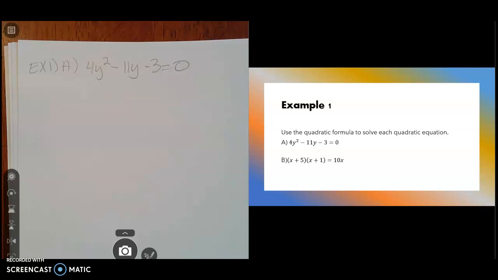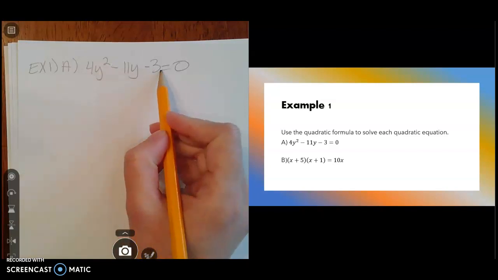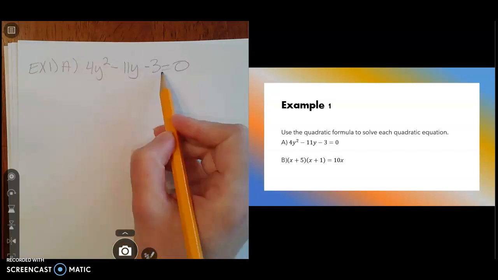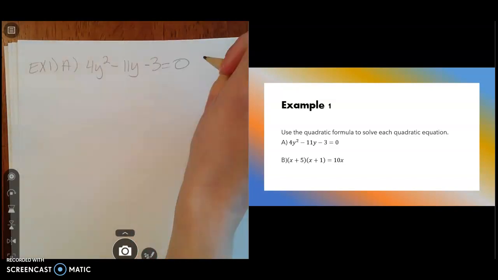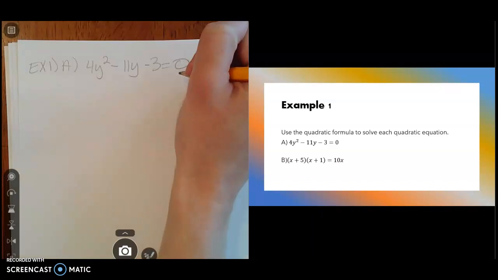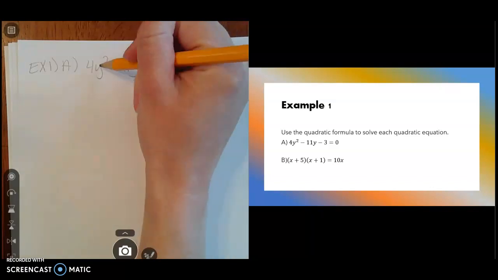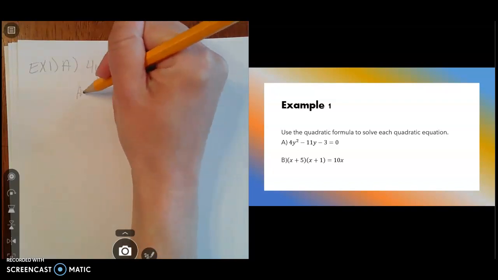So the first example I have is 4y squared minus 11y minus 3 equals 0. This one is already in standard form. You'll notice that my exponents are in descending order and all of my terms are on the same side. So from here, it's pretty easy to find those a, b, and c values that we're going to use in the quadratic formula. The coefficient for the y squared is 4, so my a value is 4.